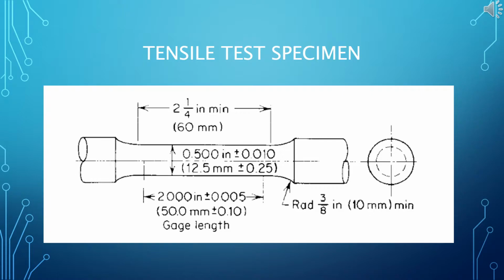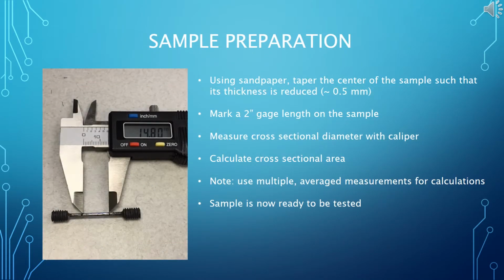Sample preparation. Using sandpaper, taper the center of the sample such that its thickness is reduced by about 0.5 millimeter. We reduce the thickness in the center of the sample so that it fails there instead of at the ends.